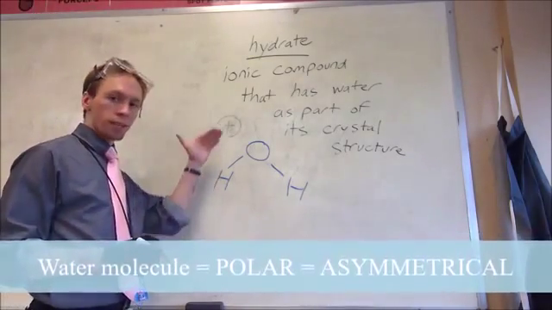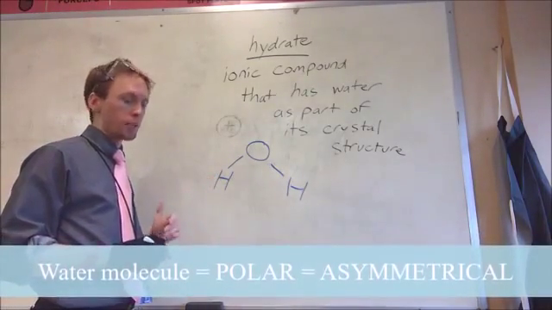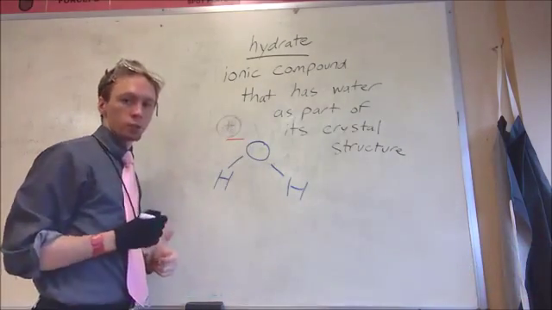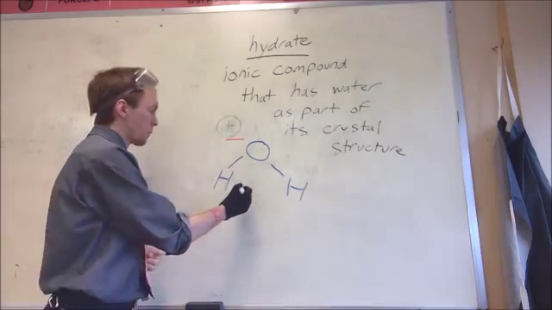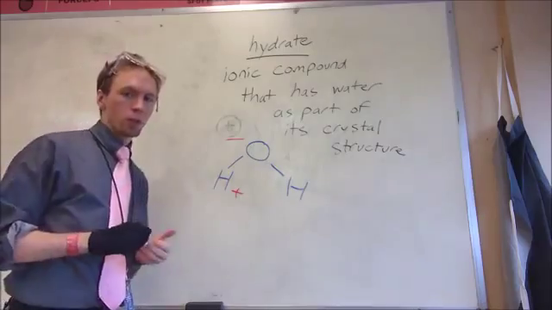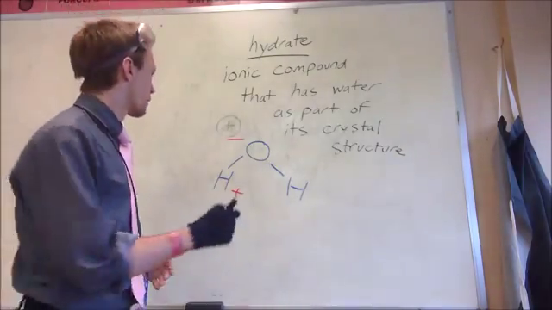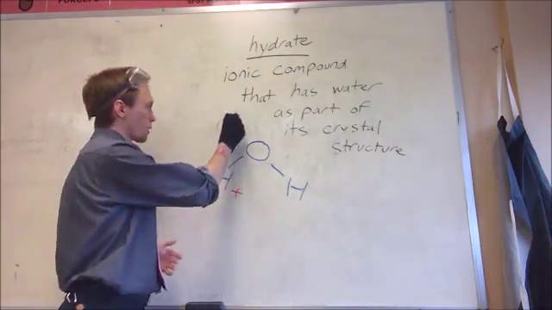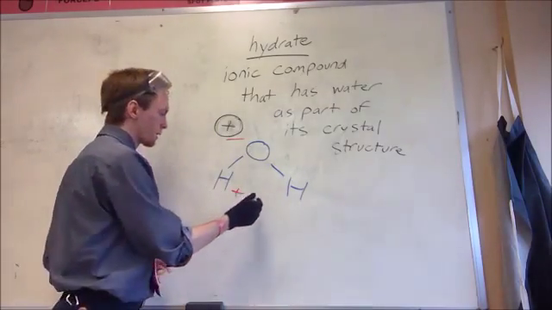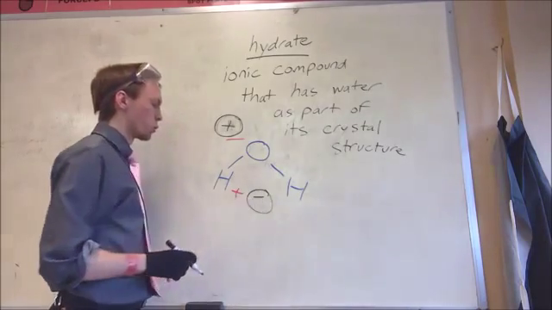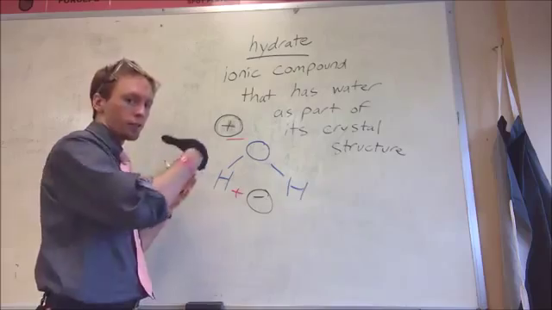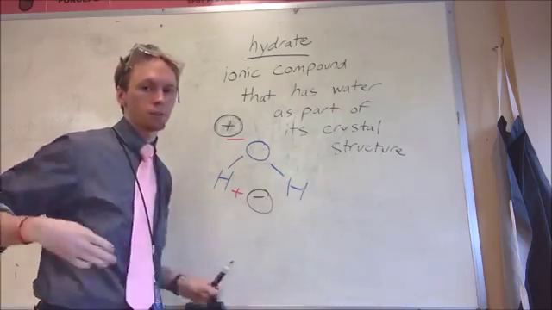asymmetrical. And as a result, it's going to have two sides, a positive side and a negative side. The negative side is going to be closer to the oxygen because oxygen is more electronegative. And the positive side will be closer to the hydrogen because the hydrogen is less electronegative. What ends up happening is the negative side of the water molecule is attracted to positive ions, and the positive side of the water molecule is attracted to the negative ions. So let's see what that looks like if we zoom in on an ionic compound.